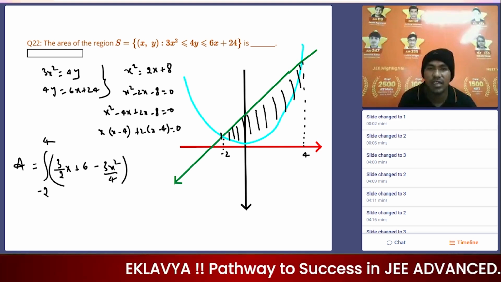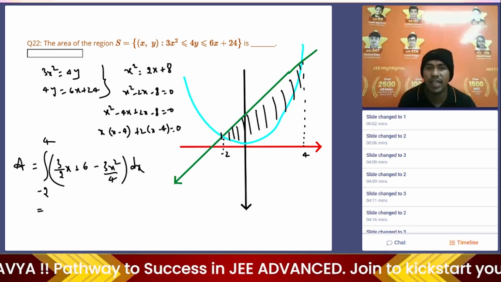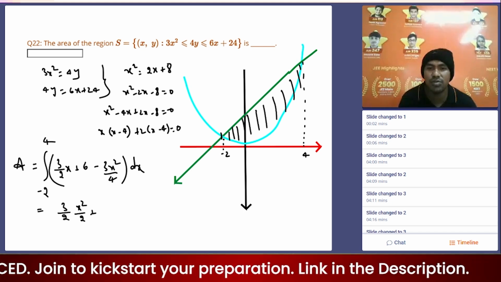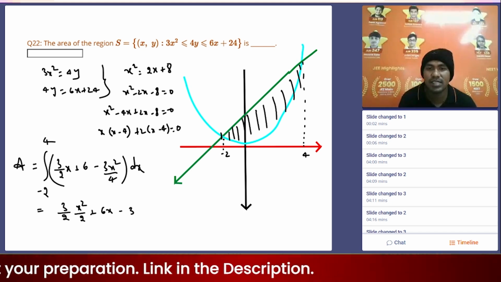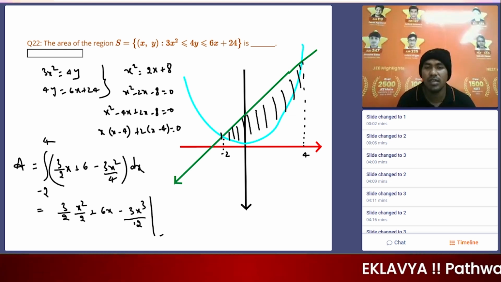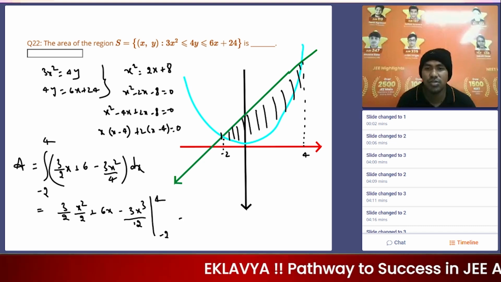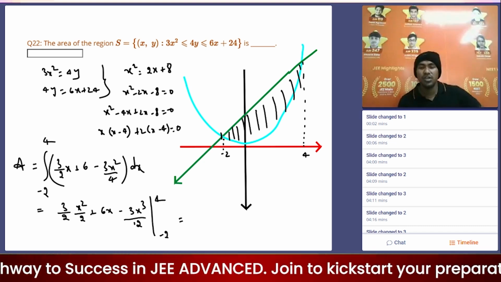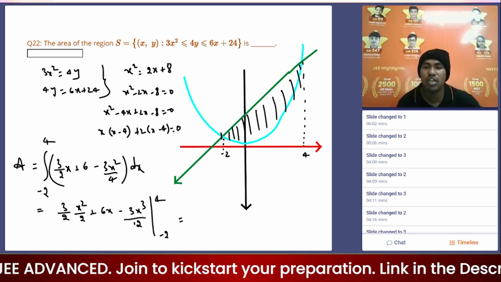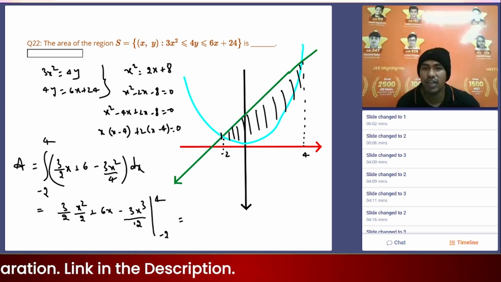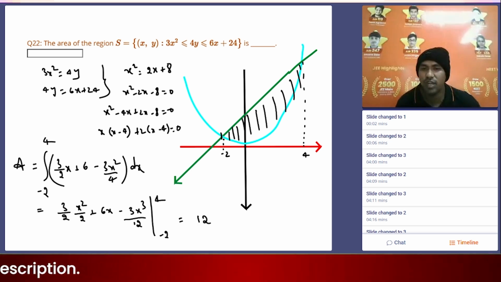And if you take the integration of this and apply limits, then you will get 3 by 2 times x square by 2 plus 6x minus 3x cube by 12 (3 times 4 is 12). Okay. So now here limits are minus 2 to 4. Now by substituting limits, if I substitute 4 here, 4 square will become 16. So 16 by 4, so 4 gets cancelled. 3 times 4 is 12 you will get.